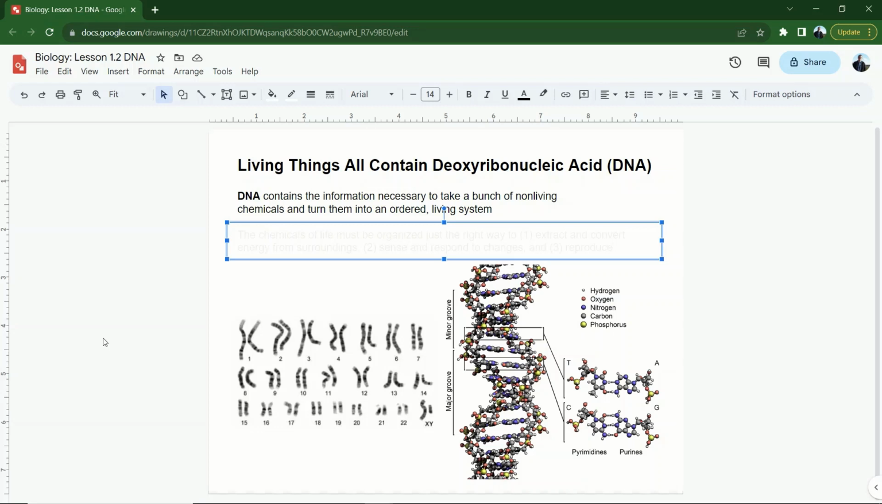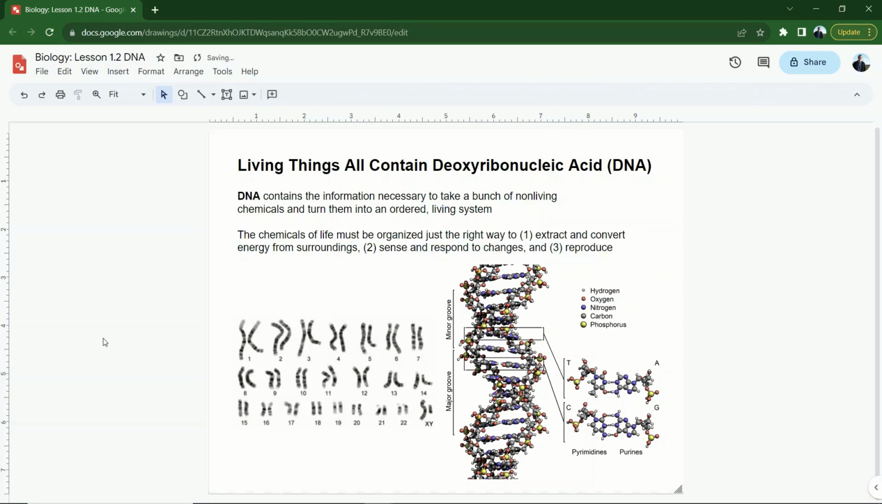It's able to code the information for you to build all of the different proteins that you need for everything you need to do to survive. What are the things you need to do to survive? Well, you need to extract and convert energy from your surroundings. We talked about that one. You need to sense and respond to changes, and reproduction is necessary for life. Okay, so let's talk about each one of those.